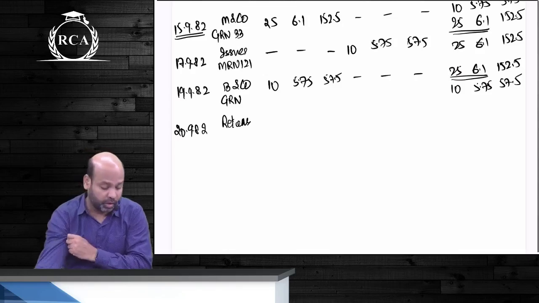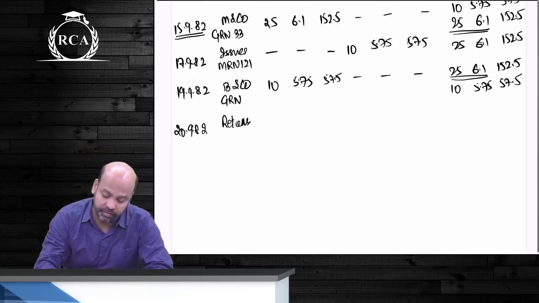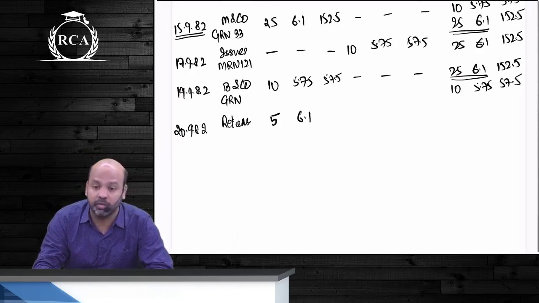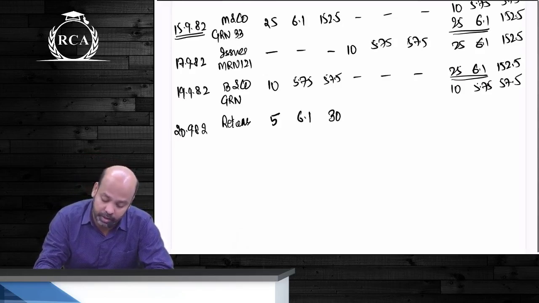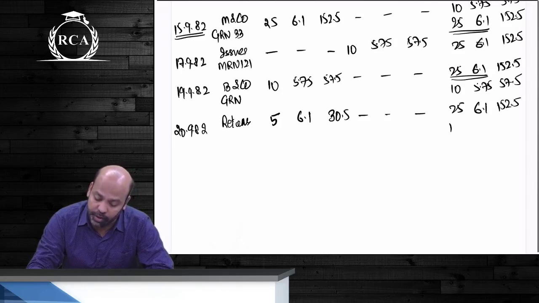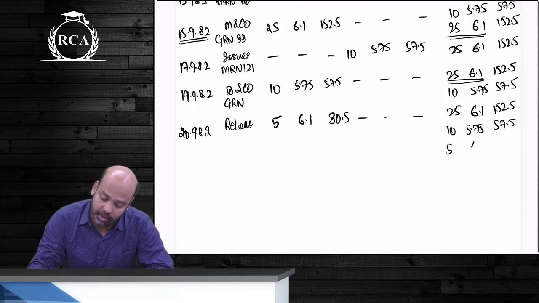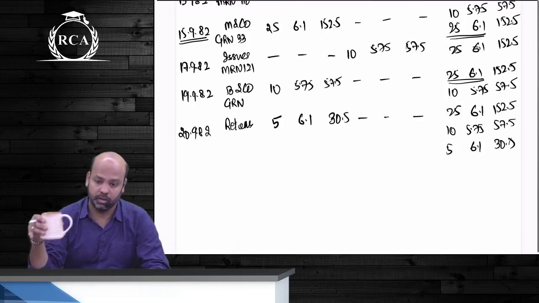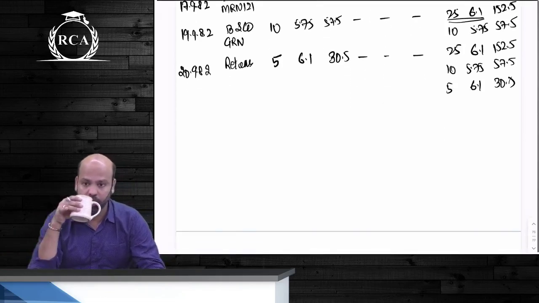So this 4, कितने units हैं ये? Sorry, 5. We are going to write 5 units as a receipt at 6.1, the value of which will be 30.5. So in the order you will write 25 at 6.1, 10 at 5.75. This should be recorded as a receipt, not as an issue. We are getting back the material in production stores department. कैफ गया यहाँ पे, इसको इशू बोल के लिखा.